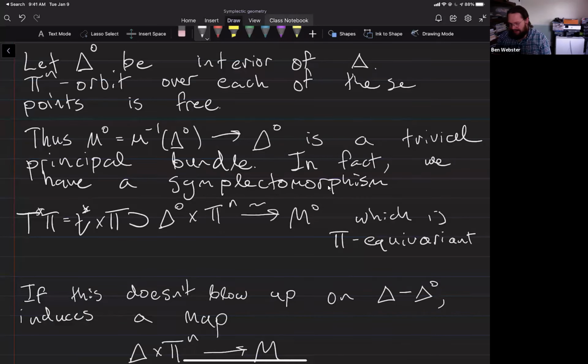And I can trivialize this symplectically by thinking of T star, the torus times the Lie algebra, as the cotangent bundle of the torus. That has a canonical symplectic form. I can translate that over to delta zero times T^n. And I can choose a symplectomorphism to my M0, which is T-equivariant.